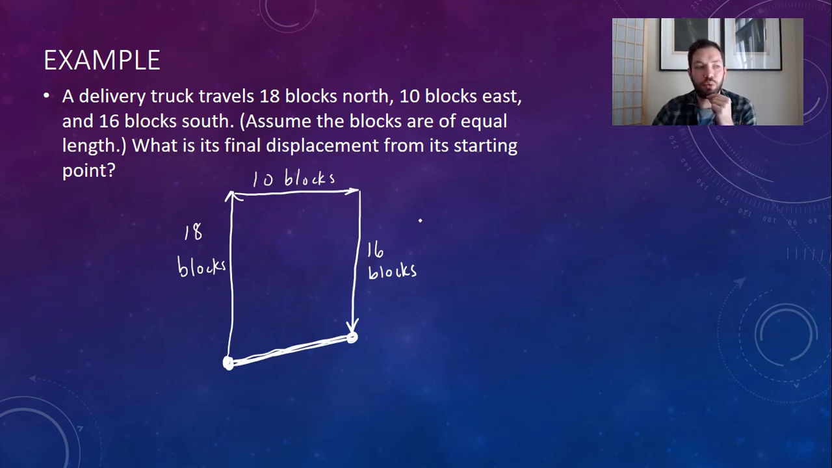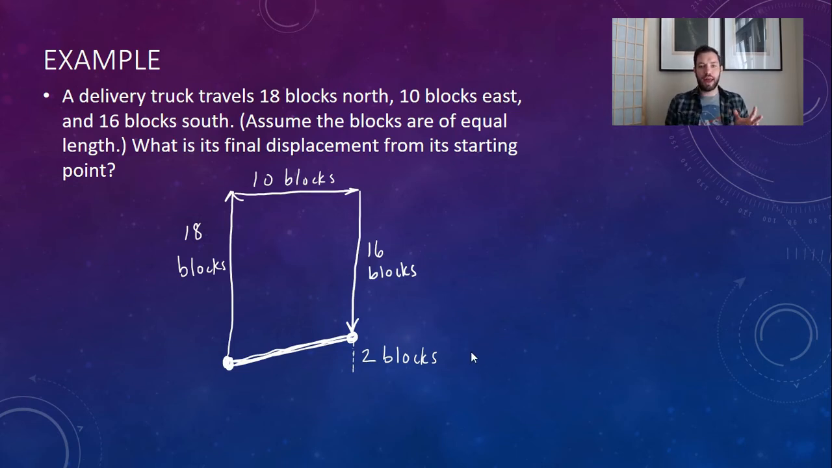So here's how we figure that out. The first thing we're going to do is look at what its motion was just in the north and south direction. Ignore the east and west for now. How far is it from where it started in the north-south direction? The way we do that is we say plus 18 minus 16, or 18 plus a negative 16. Either way, that tells us that in terms of just north and south, we are a total of 2 blocks north of where we started.